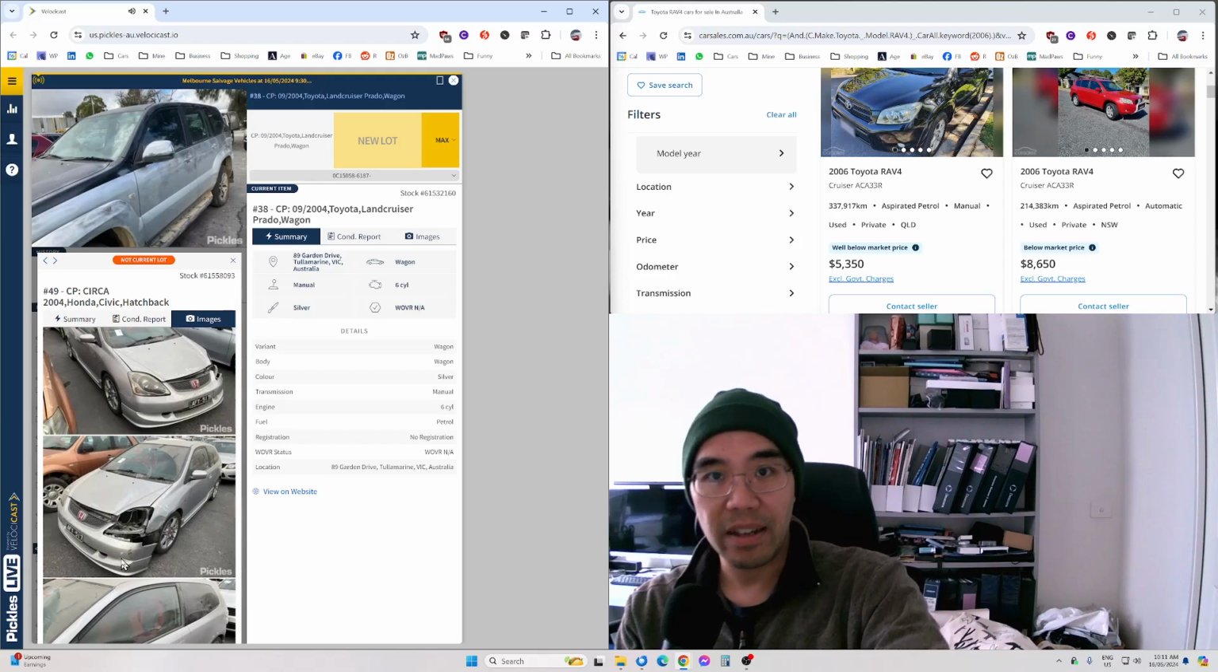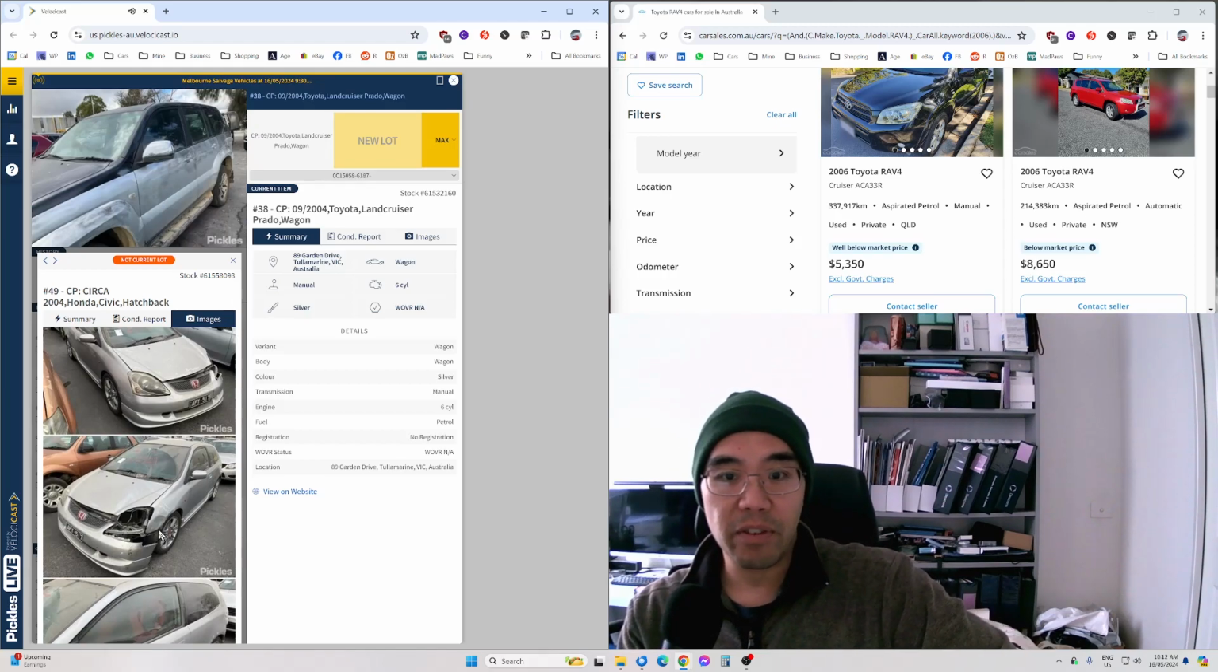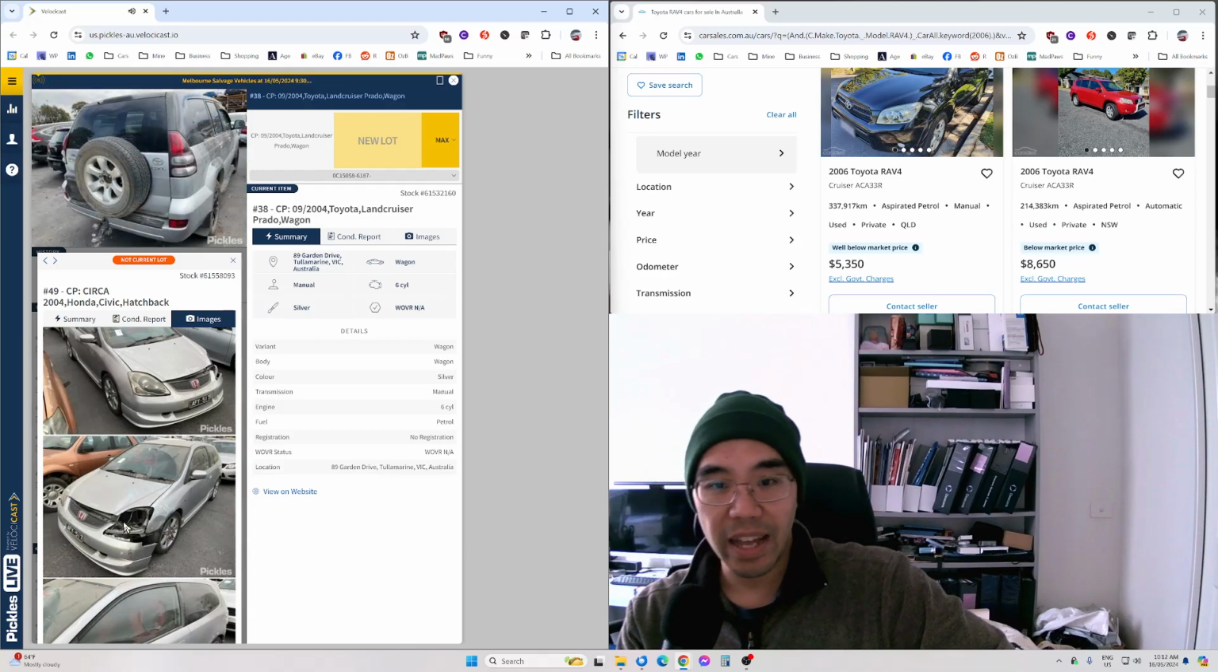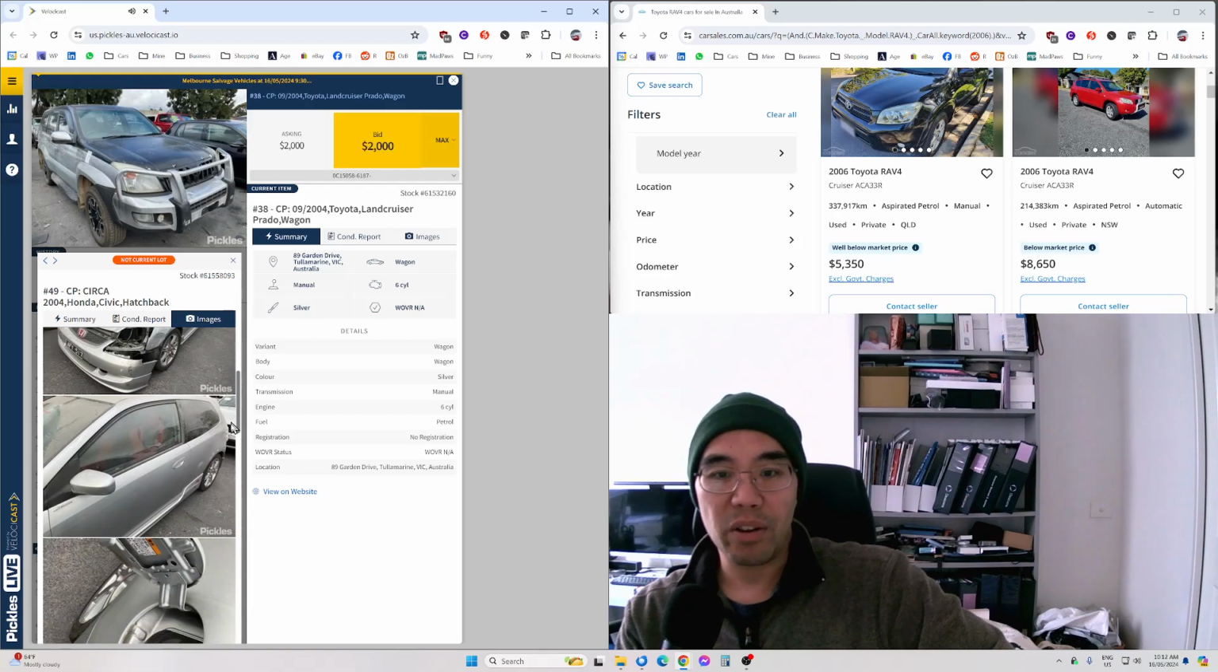This one here has clearly got a little bit of damage. Hopefully you can see it streaming. The front bumper is kind of a bit dead, and there's a big dent in the front left guard, missing a headlight. But apart from that, it's actually in pretty good shape.